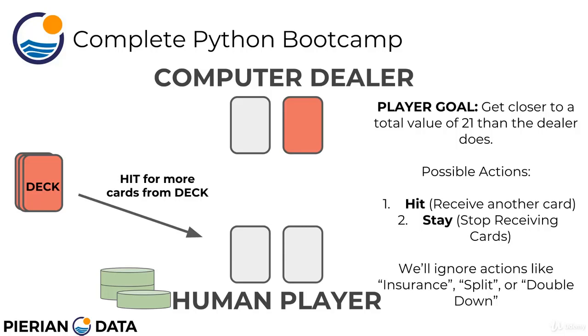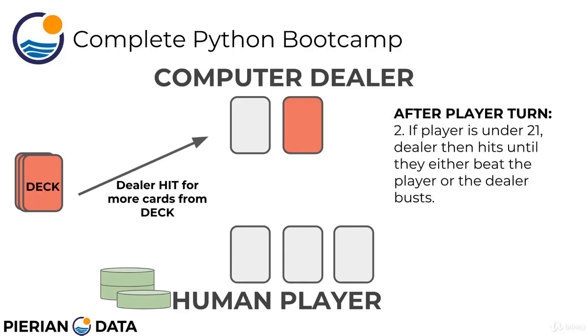And there are 2 possible actions that a human player can take. They can either hit, which is to receive another card from the deck, or they can stay to stop receiving cards. We're going to ignore actions like insurance, splits, or double downs, which happen in a real casino playing blackjack, but we want a simplified version of this game. So all the player has to be able to do is hit, which is to grab a card from the deck and put it in their hand, and then take a new sum, or stay, which means stop receiving cards. So for example, they could hit, get a new card, and then check what their sum is. And remember, they're trying to get closer to the value of 21 than the dealer will.